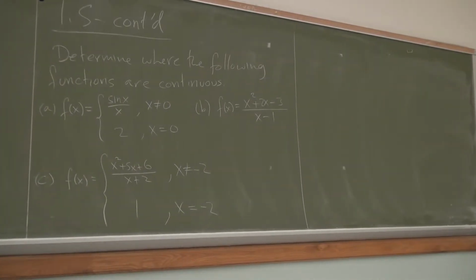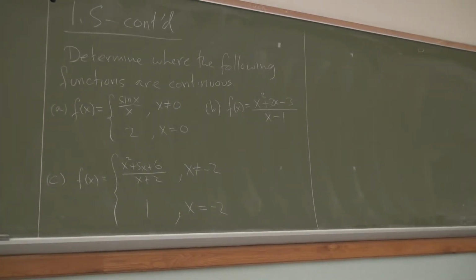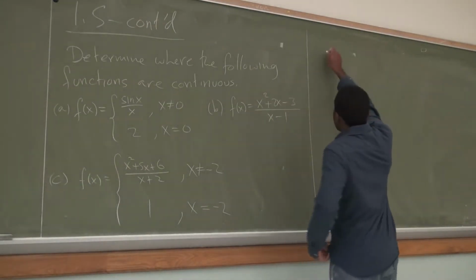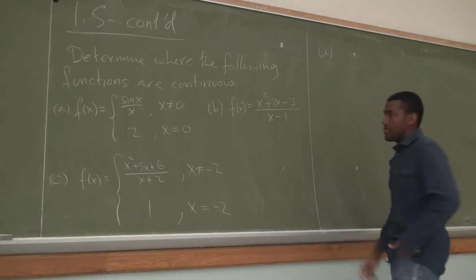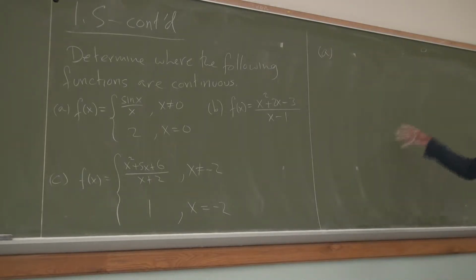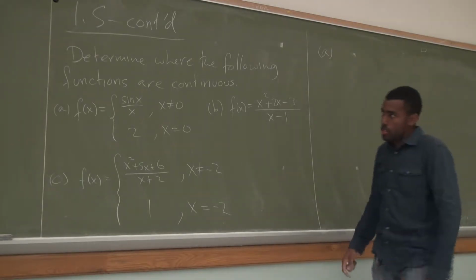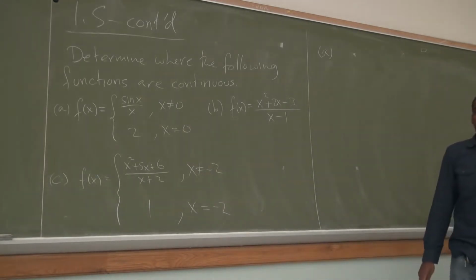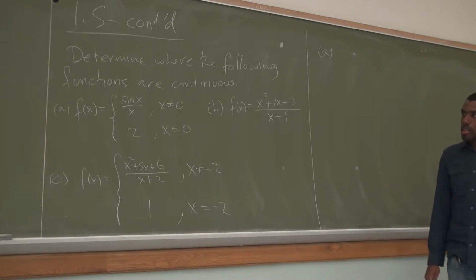Work on those for now. So let's start on A. Where is that continuous? Meaning, tell me the interval on the real line of all x values that will make this function continuous. All real numbers except x equals 0. Okay, how do you know it's not continuous at 0? It doesn't exist at 0.